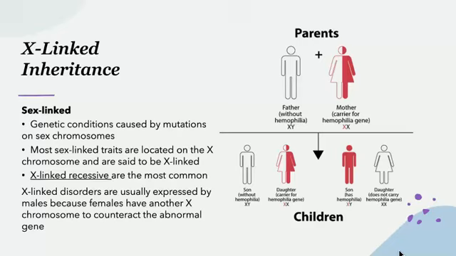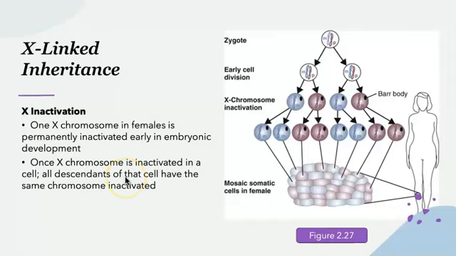Now let's move into X-linked inheritance. We're talking about sex-linked inheritance here, and these are genetic conditions that are caused by mutations on the sex chromosomes. Most of the sex-linked traits are located on the X chromosome, and so they're said to be X-linked. So we have X-linked recessive, that's the most common, and X-linked disorders are typically expressed by males because we know that the females are going to have another X chromosome that helps counteract the abnormal genes on the other X chromosome. Something that's interesting is X inactivation.